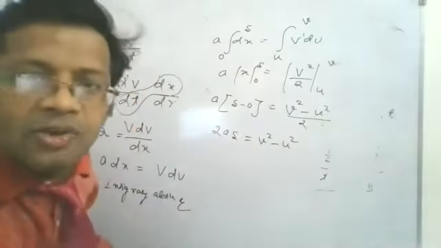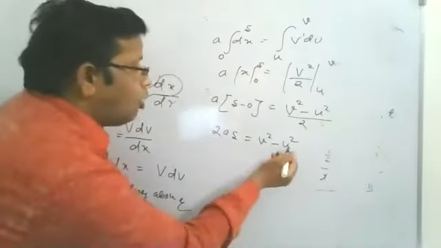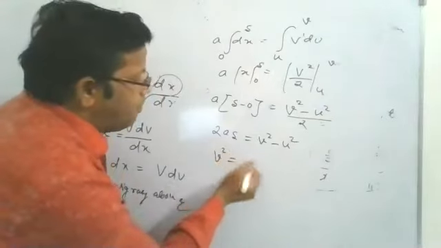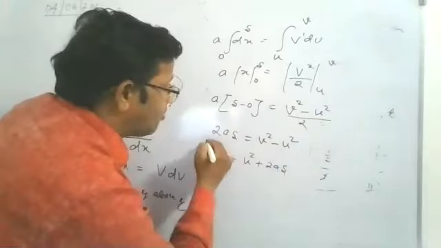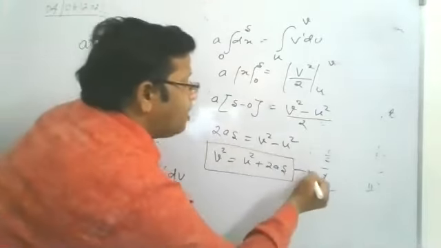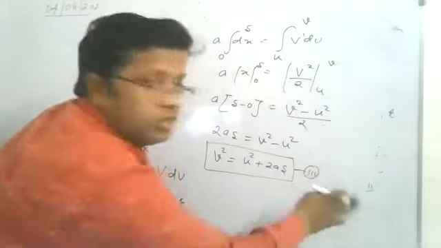This is the third equation of motion, or we can write this like this: v square minus, sign comes this side, u square plus 2as. But this is the third equation of motion. Now we have derived all the three equations of motion.